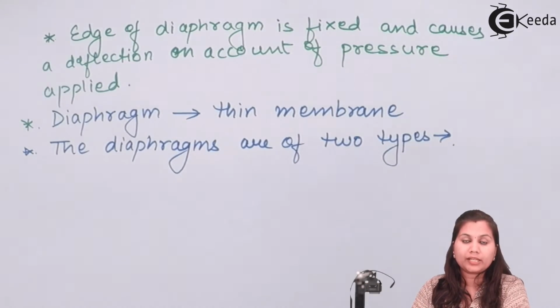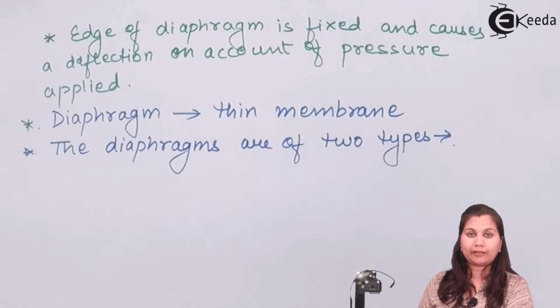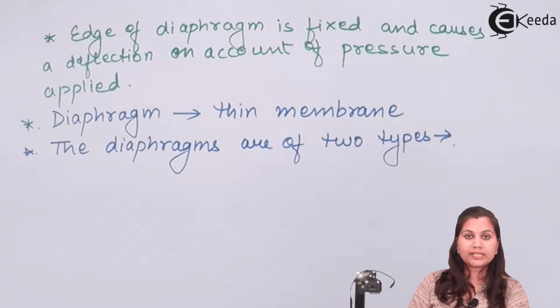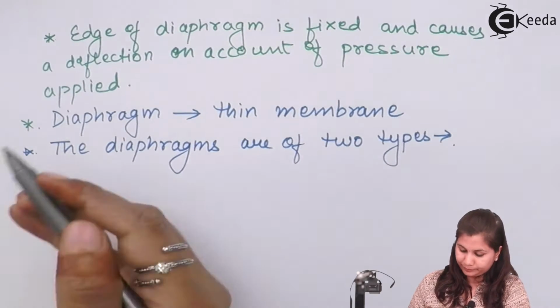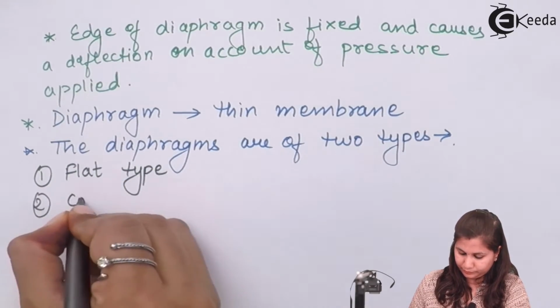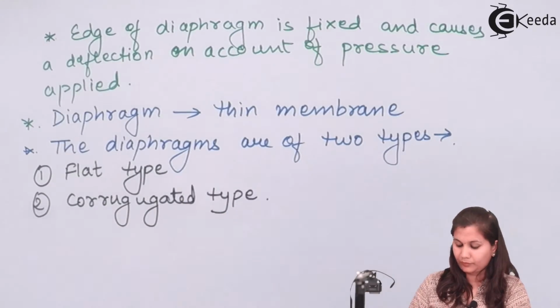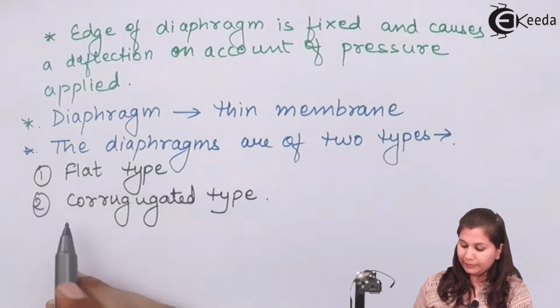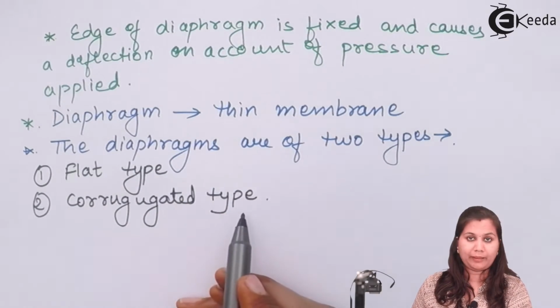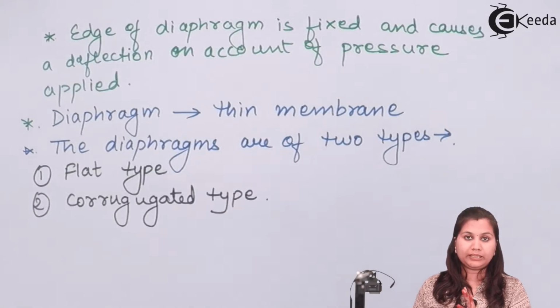Now the diaphragms come in two types. One is the flat type of diaphragm, and the other is the corrugated type of diaphragm. The difference between the flat type and corrugated type is that in the corrugated type, the surface area is increased due to the zigzag configuration of the diaphragm material.